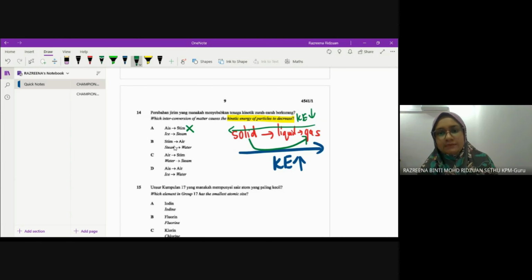Okay, steam to water. Kinetic energy decreases. Okay, makes sense. Water to steam. This side, kinetic energy increases, so this is also wrong. Ice to water. Solid to liquid. Also kinetic energy increases, so this is wrong. The only one which decreases is steam to water. It's slowing down. It's becoming liquid. They're closer to each other. Answer is B.